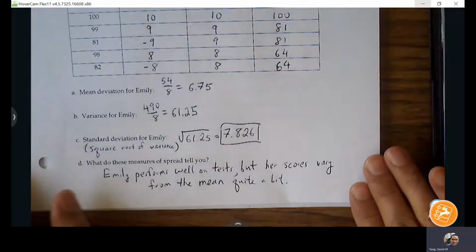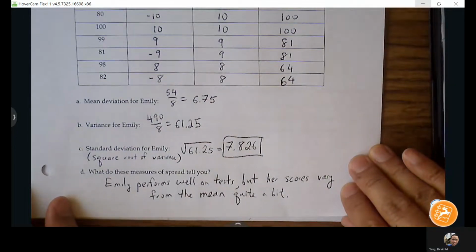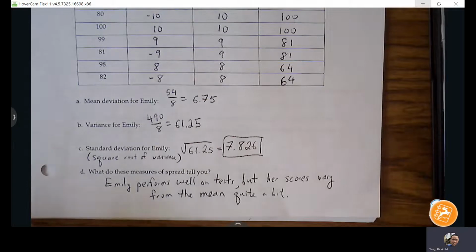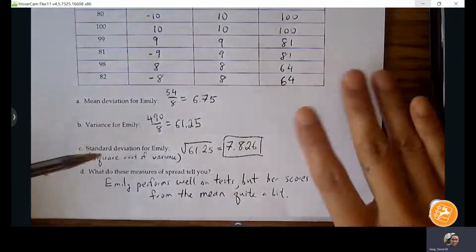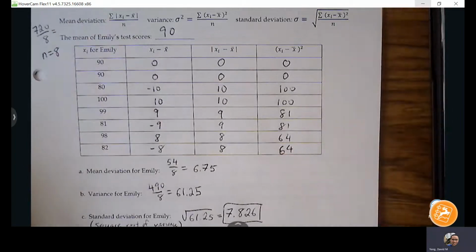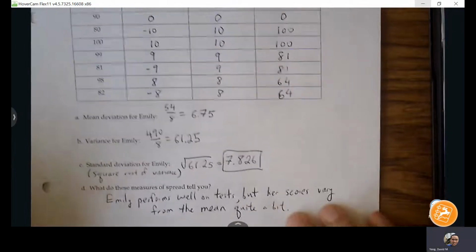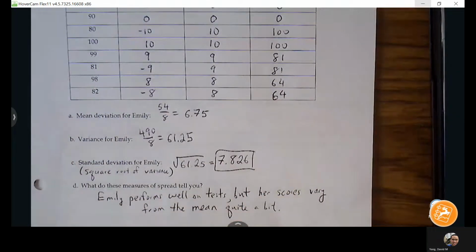Okay, let's go to the back page and let's look at the scores for Jacob. Everybody good here? Okay, so see if you're able to fill out the second page, or page 12, using very much the same process that we did on this page. Okay, and we're going to see a very distinct difference comparing standard deviation between Emily and Jacob.